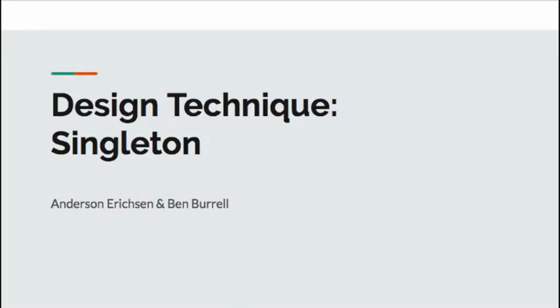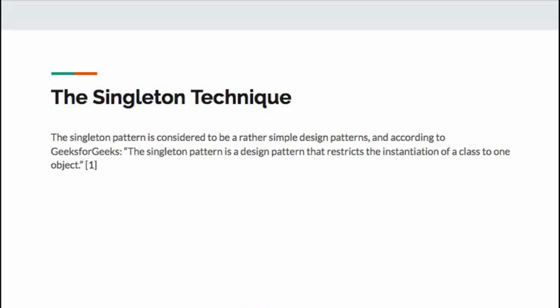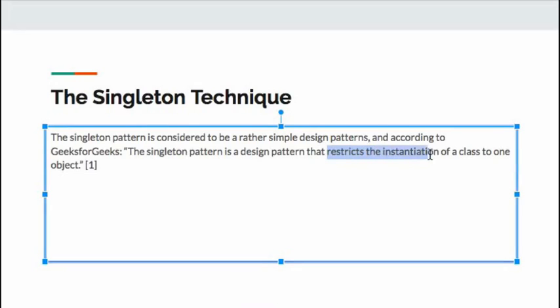Ben and I have prepared this presentation on the singleton pattern. As the name says, singleton means one, to be single. But what is this pattern and why do we care? The singleton pattern, according to Geeks for Geeks, is a design pattern that restricts the instantiation of a class to one object. So it's a very simple pattern, and one thing to pay attention to is that it restricts the instantiation of a class to one object.